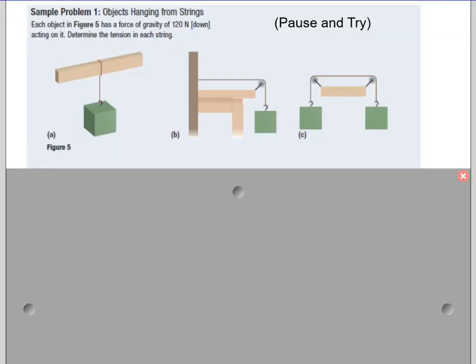Okay, so if you want to pause and try this, these are kind of fun. These mess people up. Mostly C messes people up, so just pause and give this a try. It's just asking for the tension in the string.